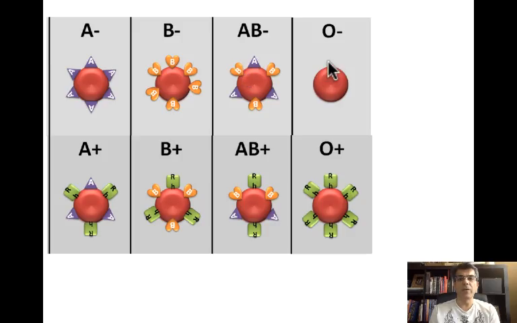Blood type O, however, doesn't have antigen A and doesn't have antigen B. Therefore, a person with blood type O produces antibody against A and antibody against B.